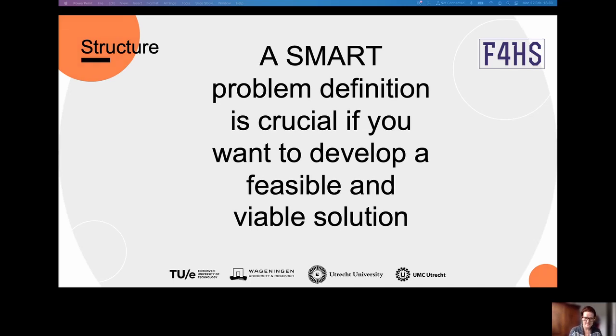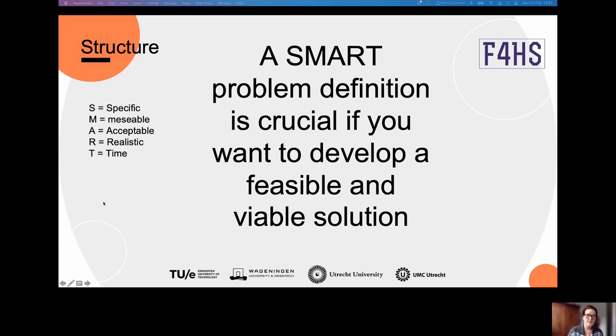if you want to develop not only a feasible solution, but also a viable solution. And what I mean with viable and feasible is that feasible is all about getting your solution implemented. So you need to come up with a solution that can indeed be implemented. And viable is that you have to develop a solution that will be used by not only the soldiers, but by all stakeholders that are involved in the MSK.